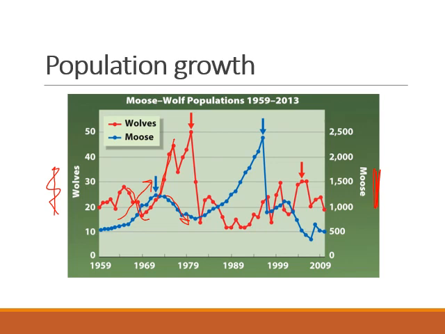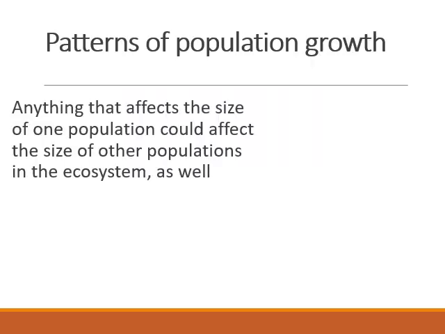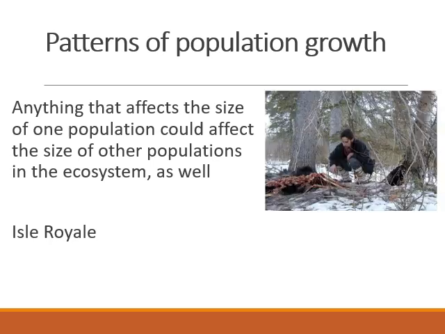So if our moose population drops and it pretty much tanks, the wolf population is going to do the exact same thing because now they're dying essentially of starvation because they don't have enough resources to support a growing population. So you can see that this correlates pretty well with each other, and you can kind of tell where they're going to peak and pit based on each other's population sizes. So anything that affects the size of one population could affect the size of the other population in the ecosystem as well. This is something that we see really, really well on Isle Royale, and that's what makes it a really good study site and something that ecologists and population ecologists have been really interested in over the years.